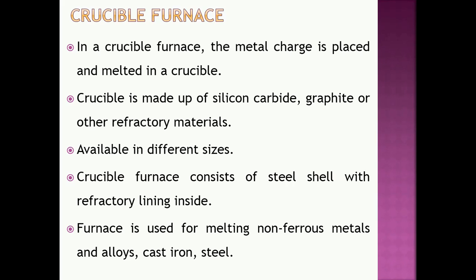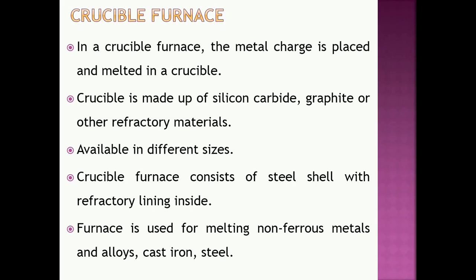The crucible is made of silicon carbide, graphite or other refractory material. Generally we use silicon carbide or graphite as the material for making the crucible, because these materials are not affected by the temperature of the coke as well as the molten metal. These crucibles are available in different sizes, from number 1 to number 400. Various types of crucibles are available in the industry.